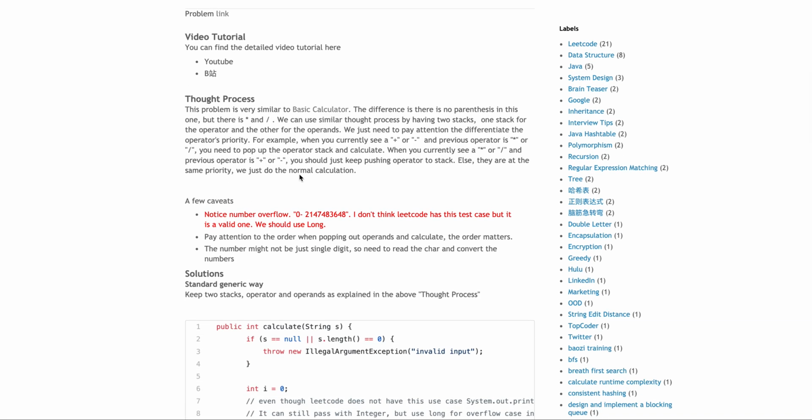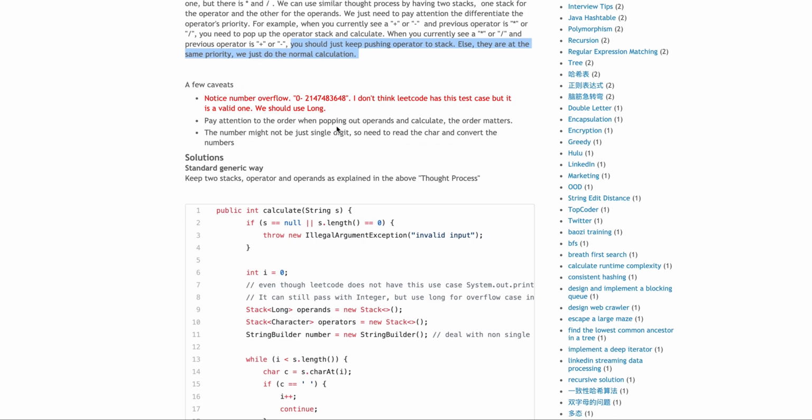There are still a few caveats. The only difference is that whenever you see a plus or a minus, I like to check the previous operator. If the previous operator is star or plus, then it's time for you to do the calculation, because multiply and divide have a higher priority. However, if your current operator is multiply or division and your previous one is plus or minus, you just keep pushing the operator to the stack, because right now we have a higher priority, so we need to wait for a later stage to calculate the things. Or else we just do the normal calculation.